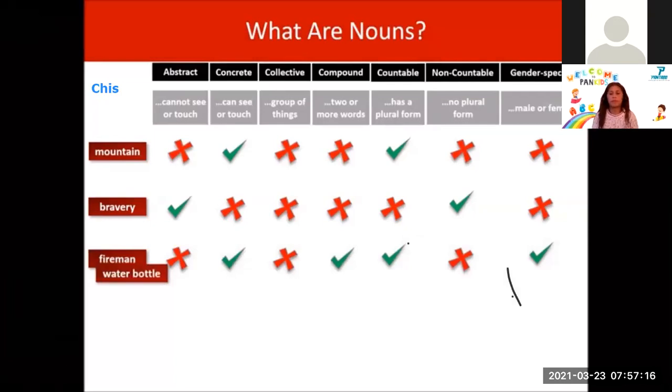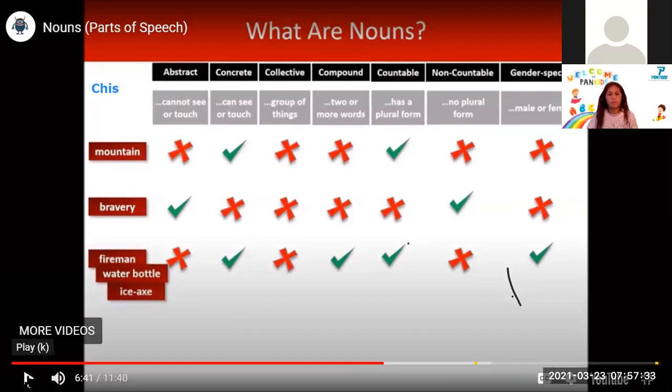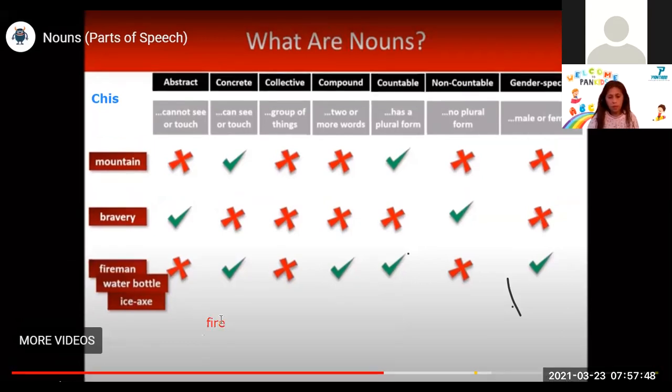Water battle. This time is two separate words. And this ice-axe, this time is two separate words, but they're hyphenated. So finally, it's called a closed compound noun. This time, it's called an open compound noun. In the compound noun, the teacher mentioned compound means two words. Fire, man. Okay? Fire, man. Where is it?